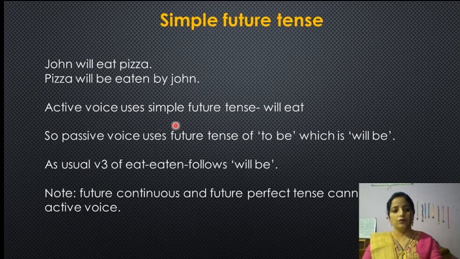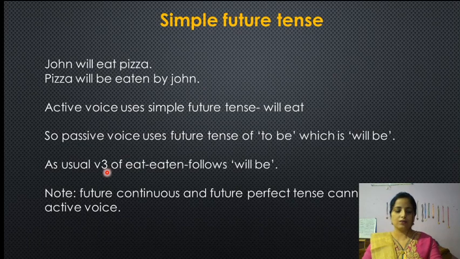Okay, active voice uses simple future tense, will eat. So passive voice uses future tense of to be. Okay. So after the table, I showed you once, one titleless slide actually, which was about future tense. Okay. Will becomes will be and shall becomes shall be. So passive voice uses future tense of to be, which is will be. As usual, V3 of eat, which is eaten, follows will be. So you can see John will eat pizza. Pizza will be eaten by John.